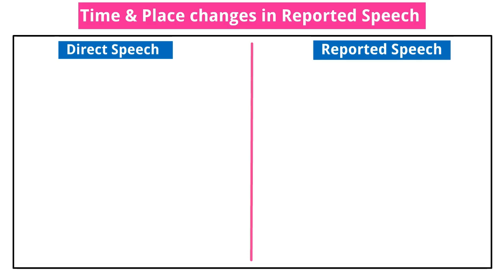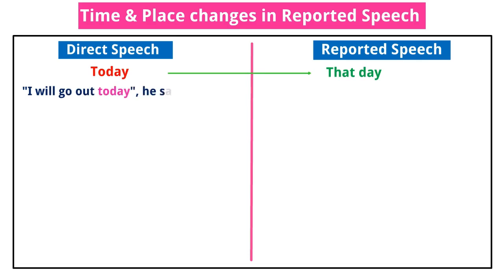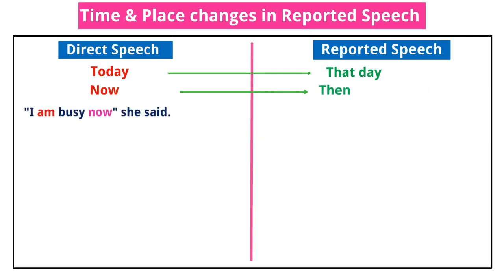The first thing is today. Today becomes that day in reported speech. For example, "I will go out today," he said. Becomes, he said that he would go out that day. Now becomes then. For example, "I'm busy now," she said. Becomes, she said that she was busy then.